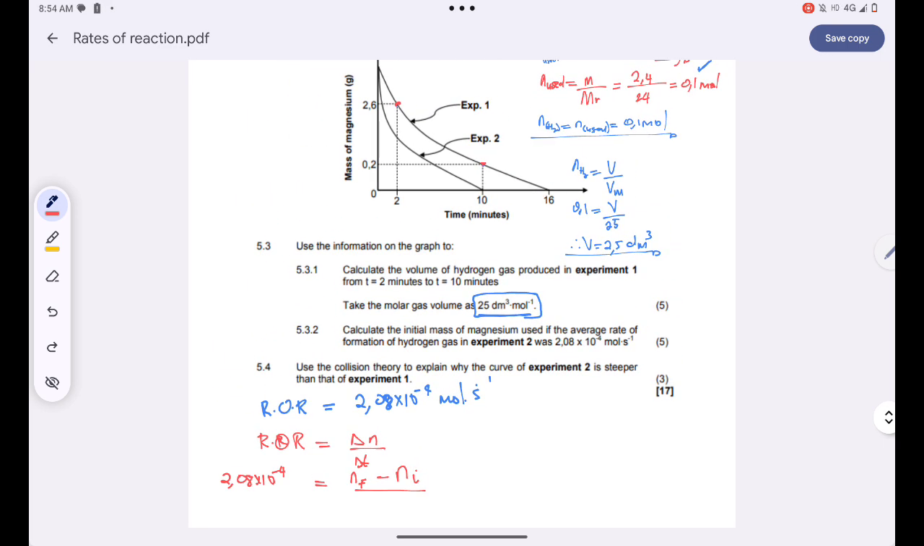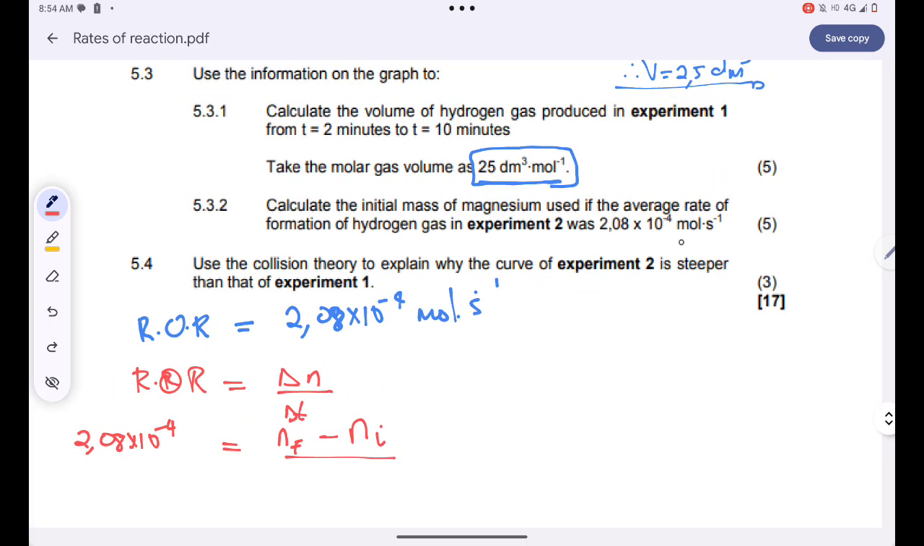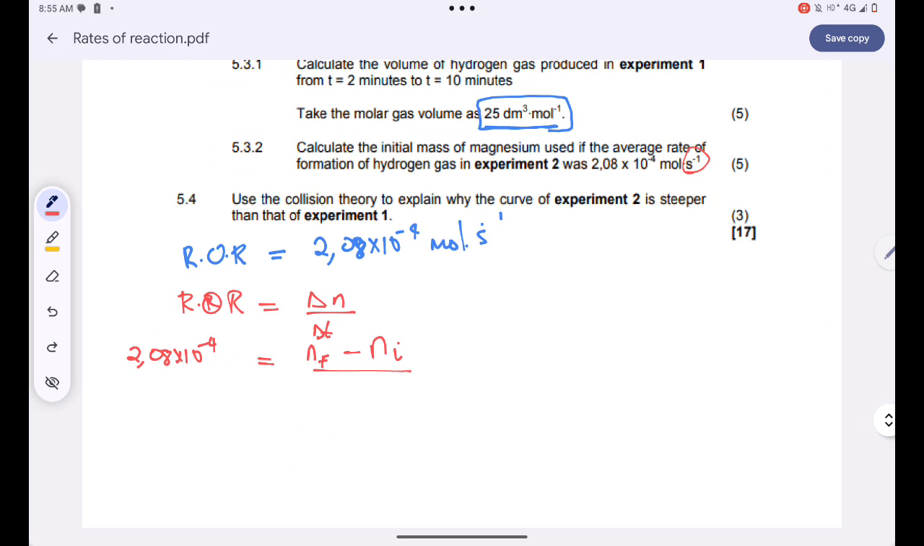I know that experiment 2 took 10 minutes to finish up, but I was given the rate of reaction in seconds, so I must change the 10 minutes to be in seconds. So I'll simply say this will be 10 minutes multiplied by 60. Are you together? So 2.08 times 10 to the power negative 4 all multiplied by 10 times 60.